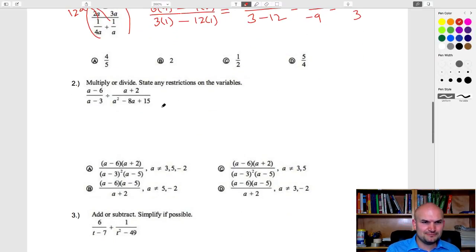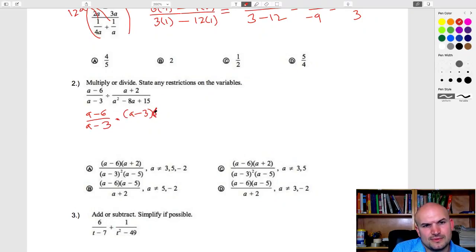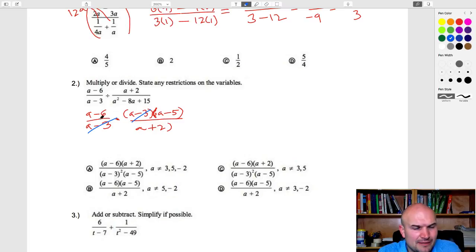Let's go ahead and work on this one. Let's go ahead and factor this. Nothing I can do here. So a minus 6 over a minus 3. And I'll multiply this here. This gets factored into negative 3 and negative 5. So that'd be a minus 3 times a minus 5 all over a plus 2. So now I can see the a minus 3's will divide out. And I'm left with a minus 6 and a minus 5, all over a plus 2.